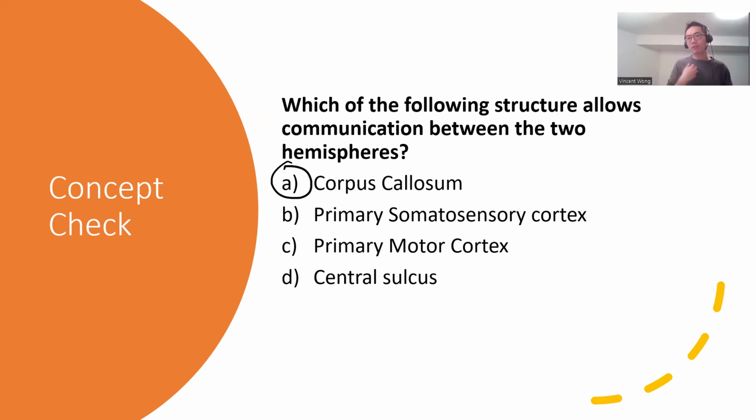That is really hard for me to believe. Cutting three quarters of a structure that allows two halves of the brain to communicate actually doesn't have too much side effect. You can look it up if you are interested.